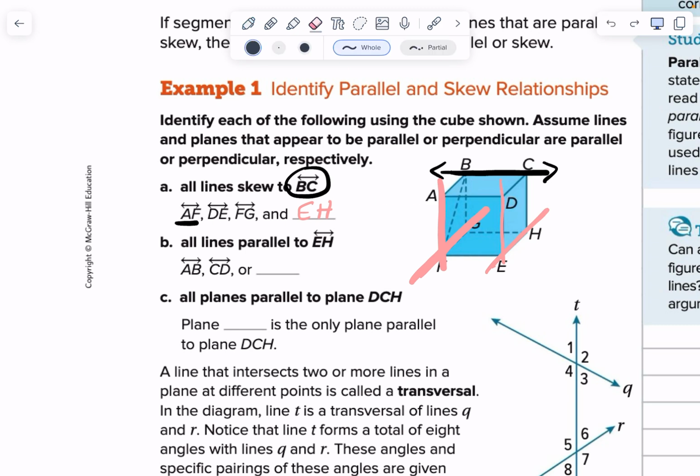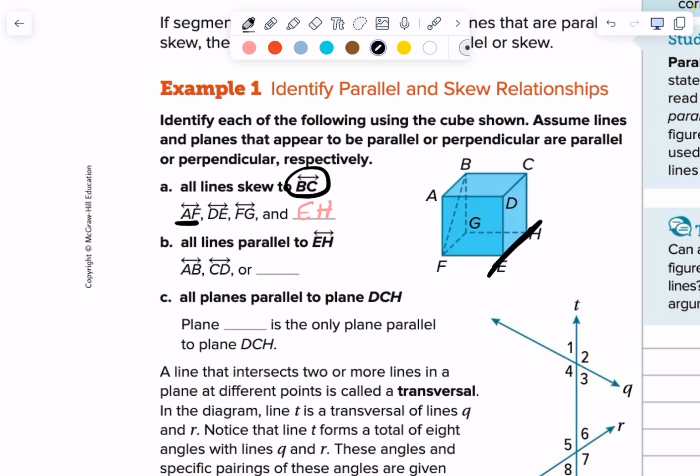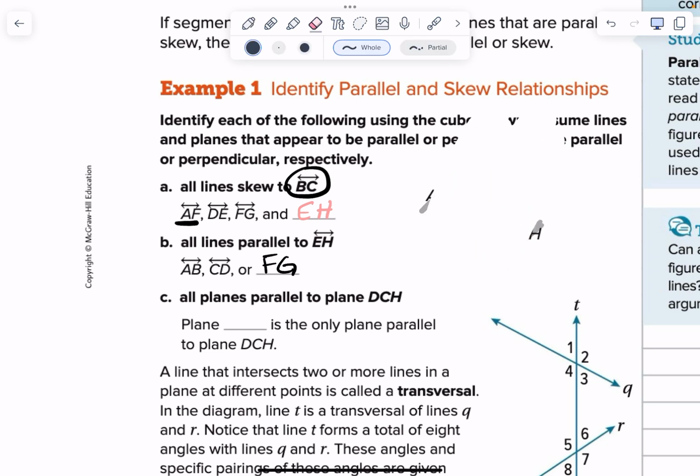All lines that are parallel to EH. EH is this one right here. What else is parallel? How many other lines are parallel to that one? 3. CD, AB, and FG. We're missing FG. There you go. Okay? Those are parallel. They're going the same slope, right?